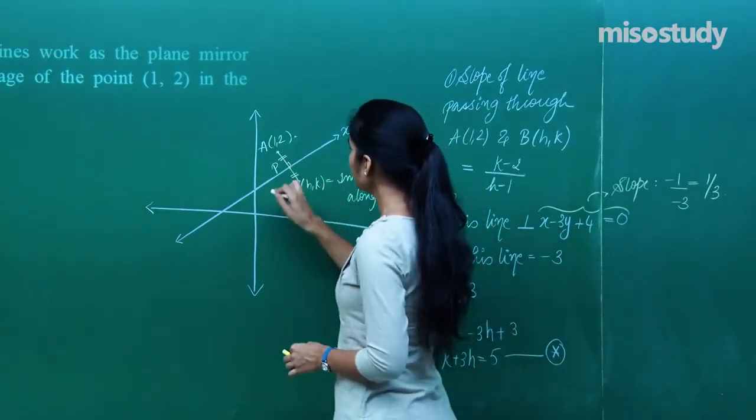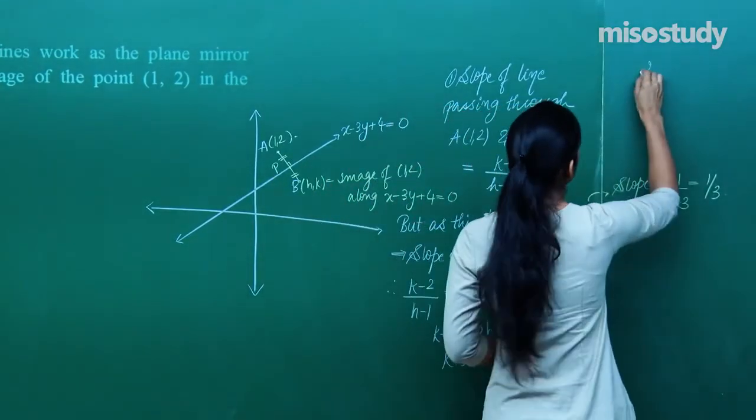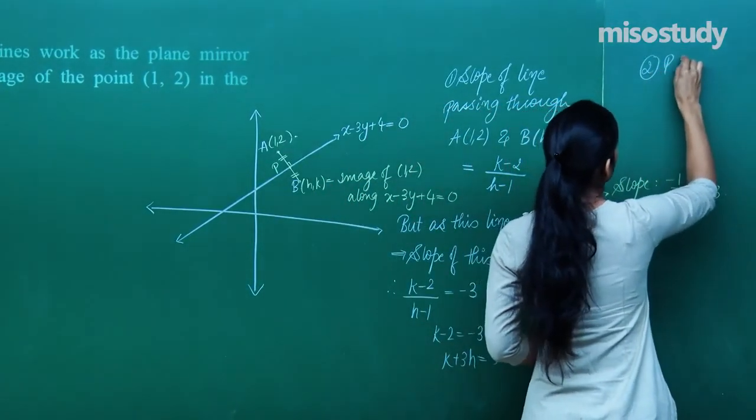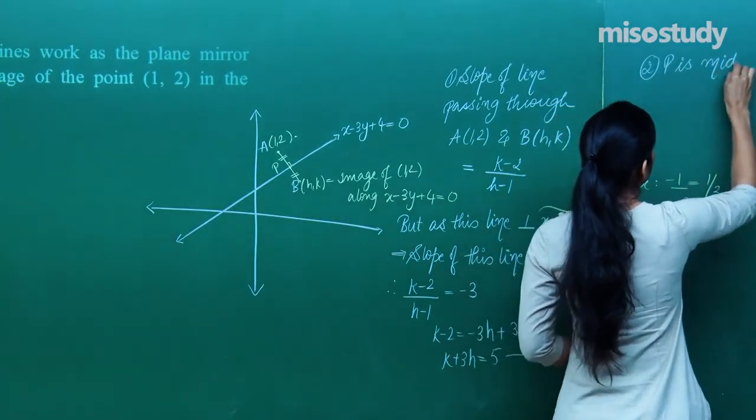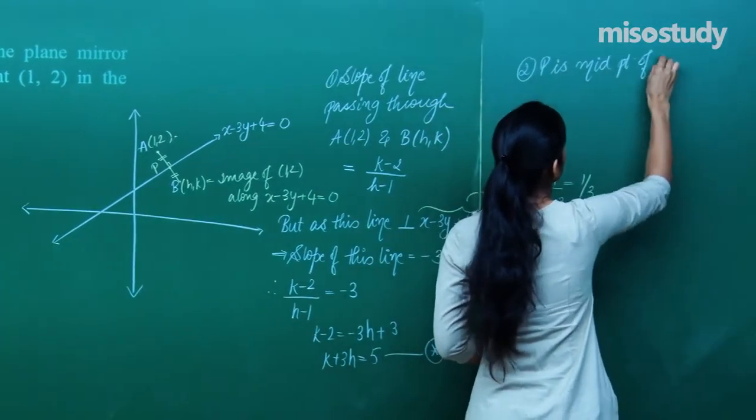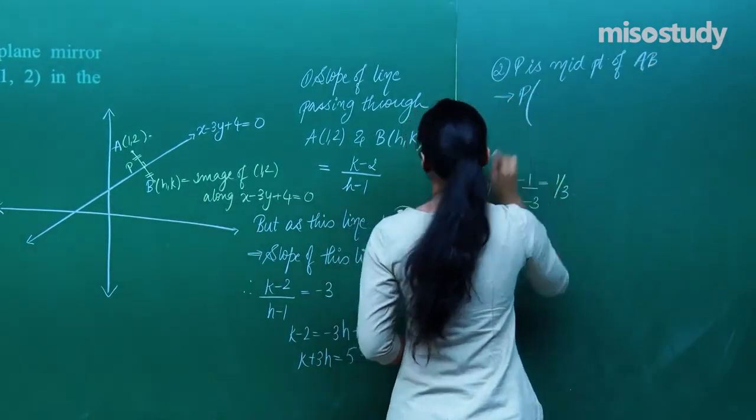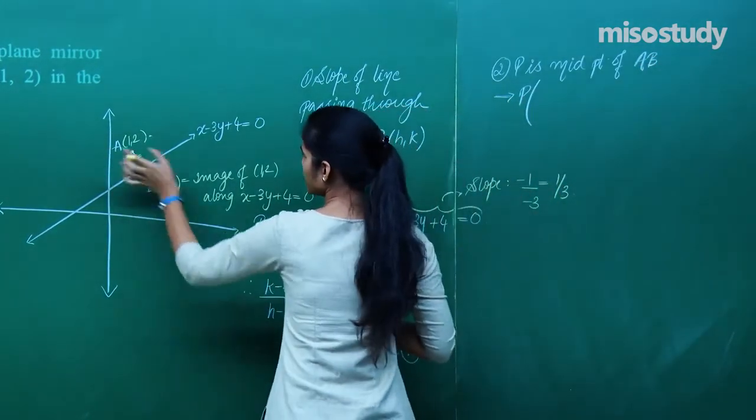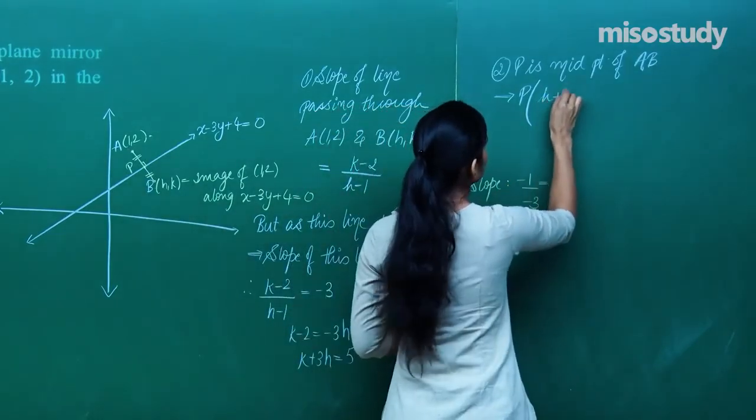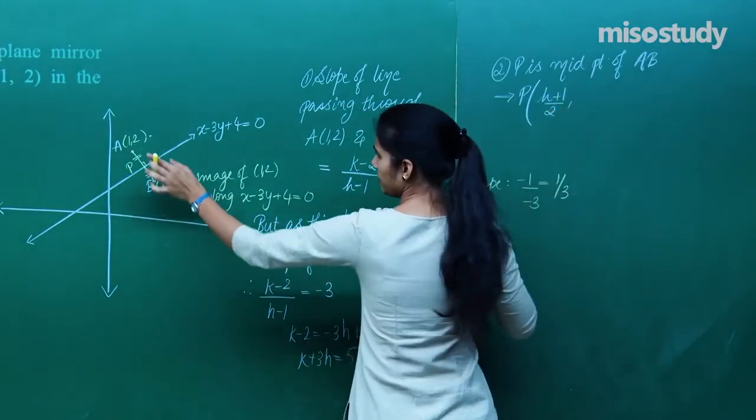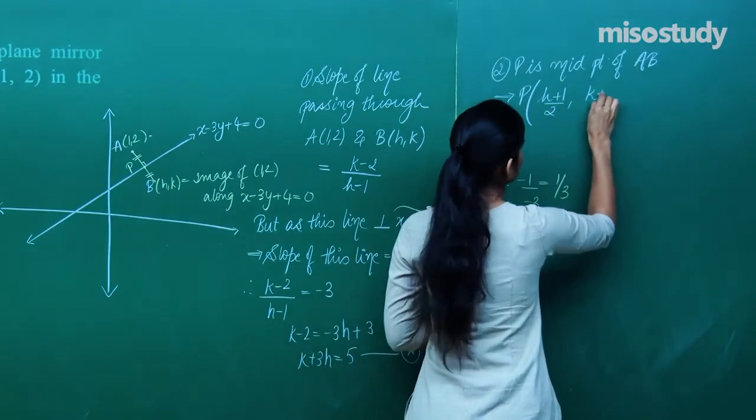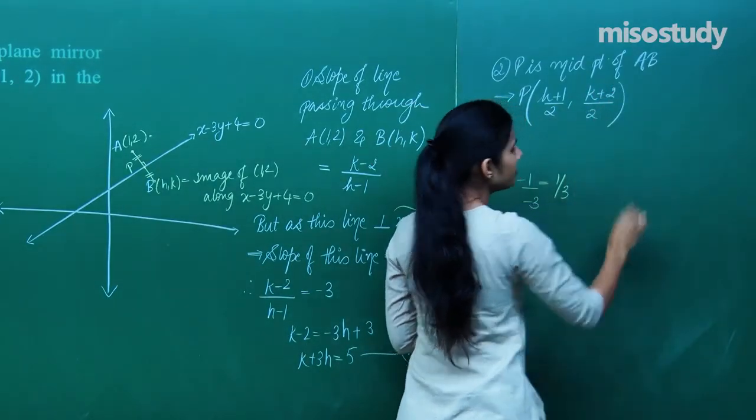Next, what is it that we have? Next we have P is the midpoint of AB. By section formula we have known how to calculate the coordinates of the midpoint. What will be the coordinates of P? H plus 1 divided by 2, comma K plus 2 divided by 2. Right? We have done this in section formula.